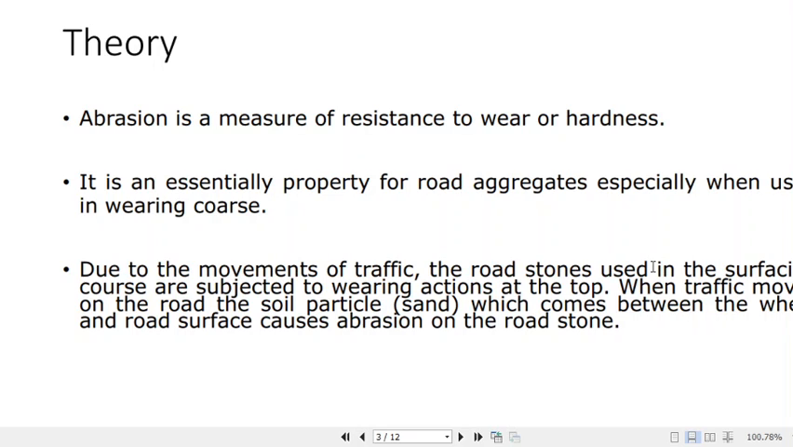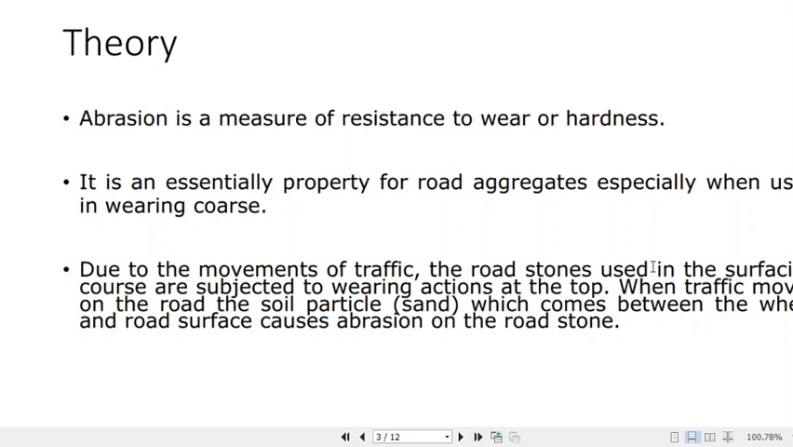Due to the movement of traffic, the road stones used in the surfacing course are subjected to wearing action at the top. When traffic moves on the road, soil particles, for example sand, come between the wheel and the road surface and cause abrasion on the road stone.